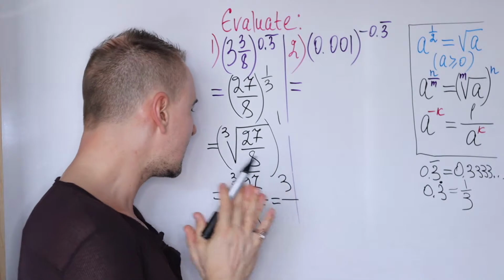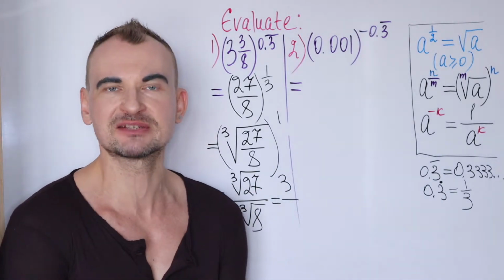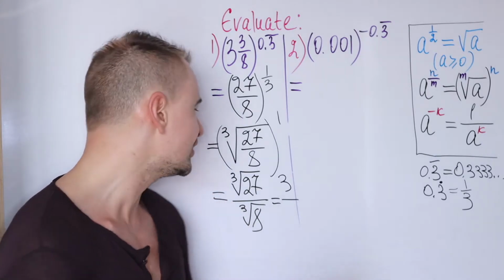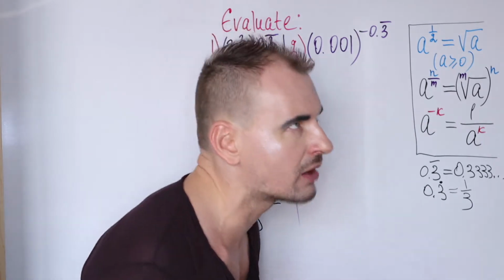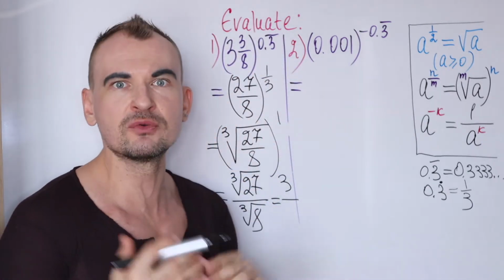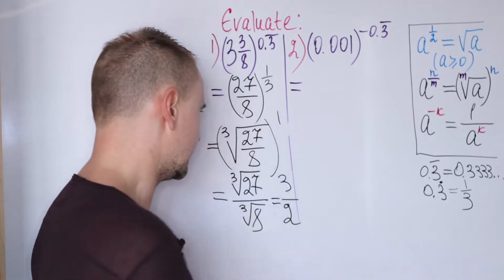The same goes for the bottom. Ask yourself what number has to be multiplied by itself three times to obtain 8. The answer is 2, since 2 times 2 times 2 gives you back this 8. So the answer is 3/2.